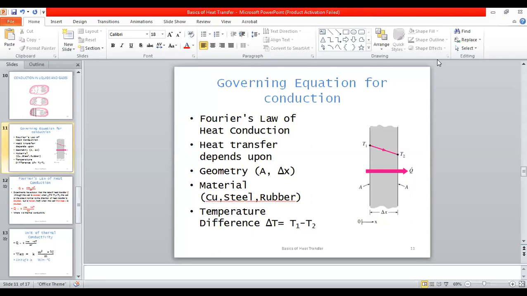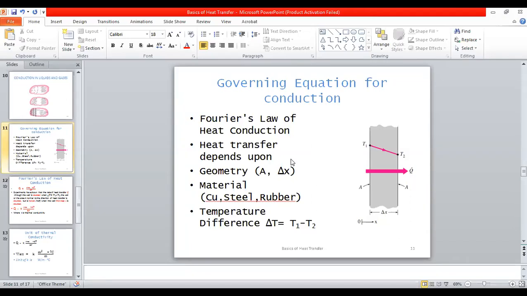Hello students. In the last video, we reached up to this point: how to form a governing equation of conduction. The governing equation is formed by Fourier's law of heat conduction. Before learning the governing equation, we will see on how many parameters the heat transfer rate by conduction depends.